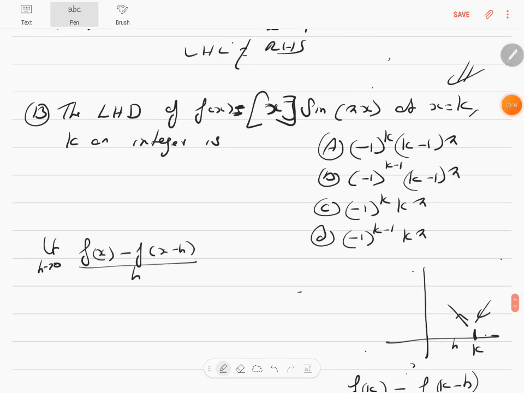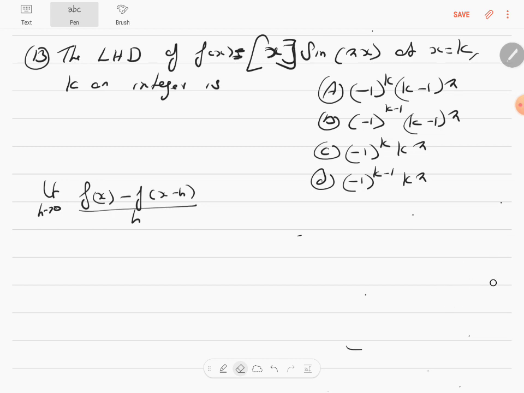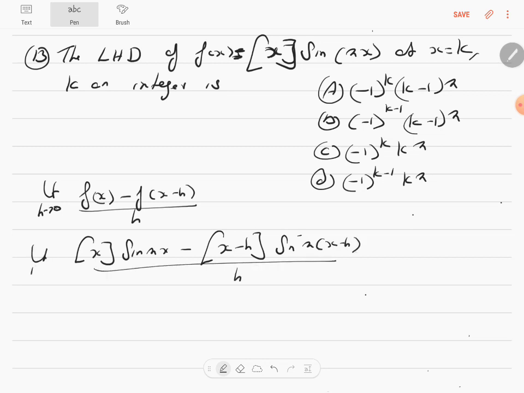The derivative of f of x is equal to the greatest integer function of x times sine pi x at x equal to k. You know the formula for finding the left hand derivative is f of x minus f of x minus h, by h. So here we have the greatest integer function of x into sine pi x minus the greatest integer function of x minus h into sine pi into x minus h, by h, limit h tends to 0.